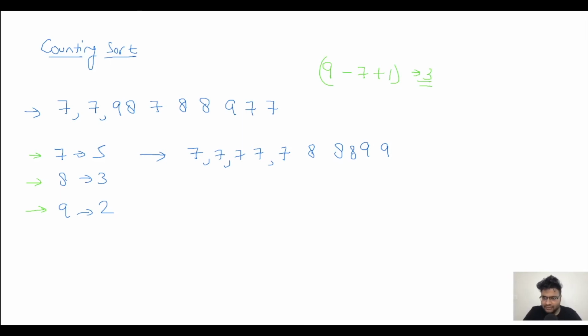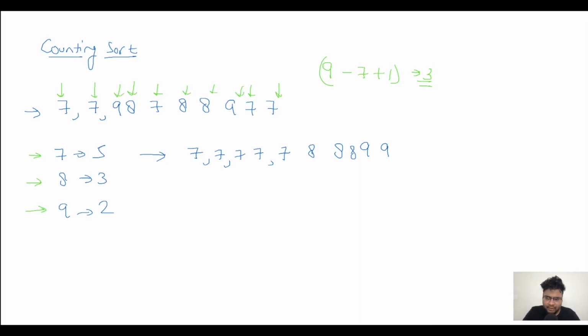Now I go through 7. Okay, 7 is there, so increment 7 by 1. Initially they all will be 0, and we keep on incrementing them. So increment 7 five times and it will become 5. Increment 8 three times and it will become 3. Increment 9 two times and it will become 2.